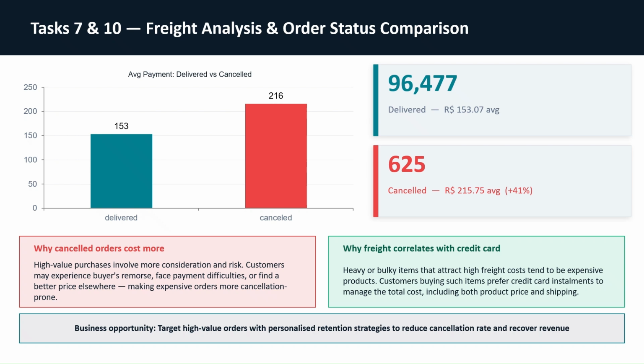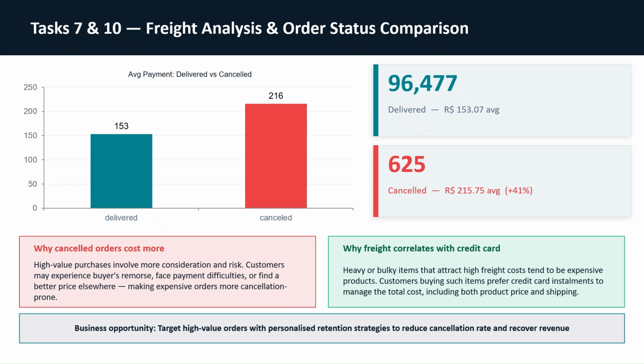Thank you, Sohan. I analyzed task 7 and task 10. For task 10, we compared delivered versus cancelled orders. The data showed that 96,477 orders were delivered with an average payment of $153, while 625 cancelled orders had a notably higher average of $215. That is 41% higher. This is a really interesting finding because it tells us that higher value purchases are more likely to be cancelled. Customers experience more hesitation and payment difficulty on larger orders.